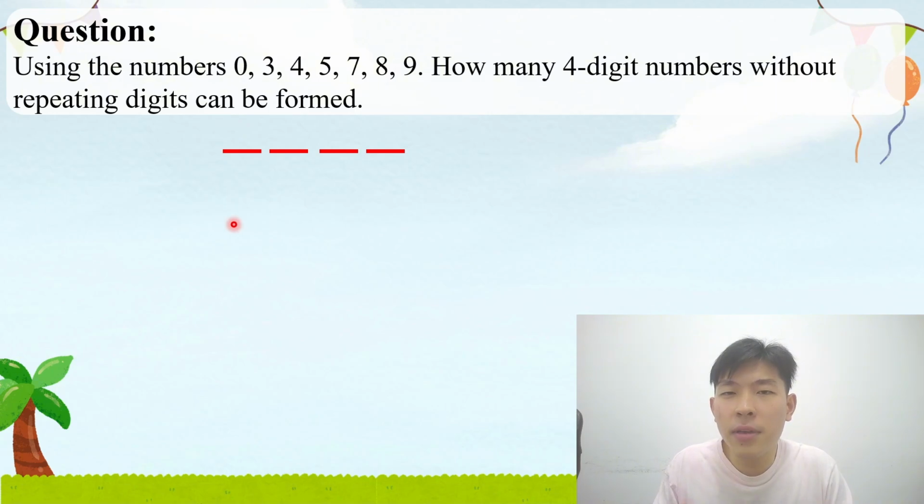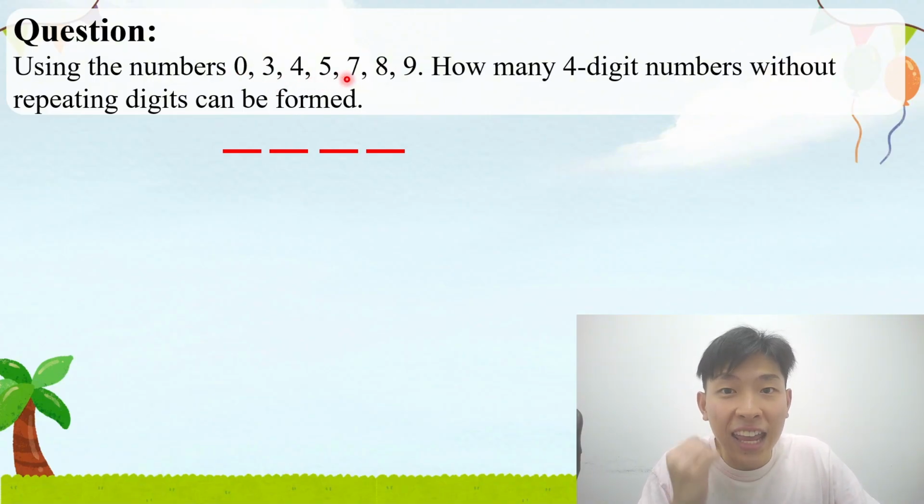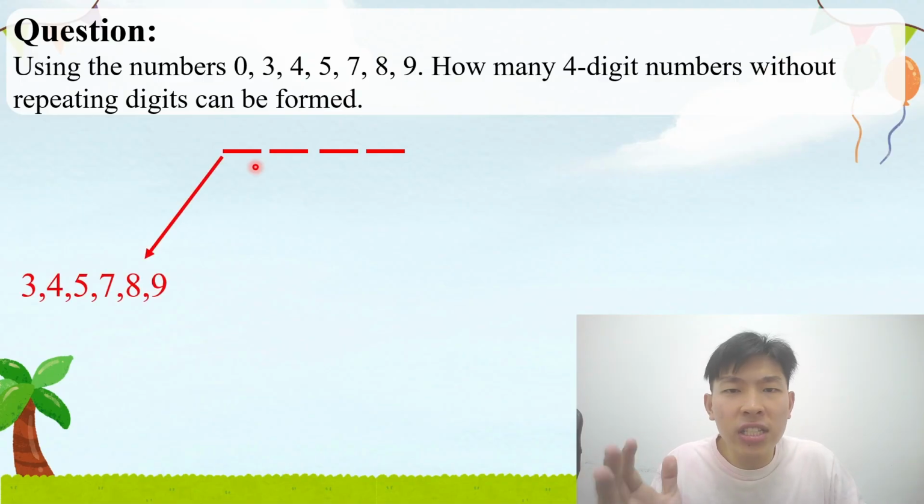Now, some of you may say 7. Is it 7 here? Can I have 0 as my thousands place? No, I cannot, which means that I can only choose from 3, 4, 5, 7, 8, 9. So how many choices are there here? Yes, it's only 3, 4, 5, 7, 8, 9, so that's only 6 choices.